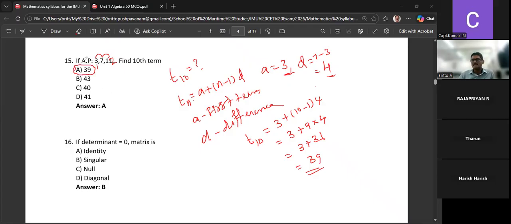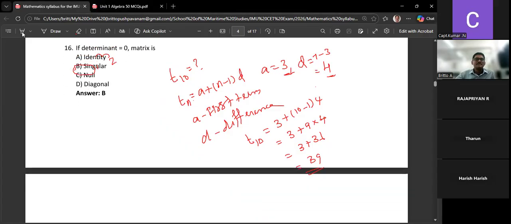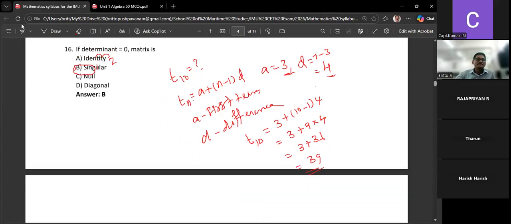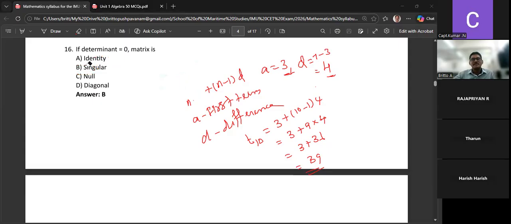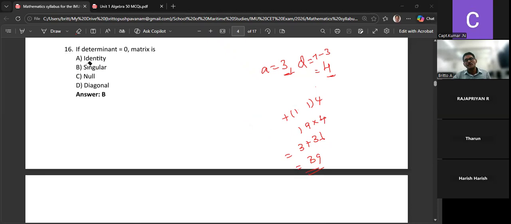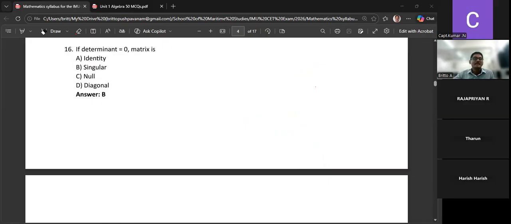Do we understand? Okay. So we'll see one more question, then we'll stop. Question number 16. The question is, if the determinant is 0, what about the matrix? When the value of the determinant is 0, then the matrix is a singular matrix, right?